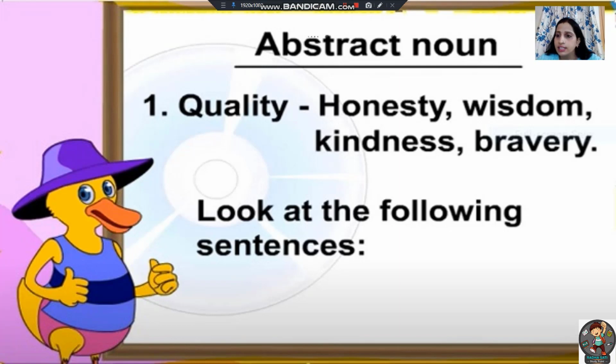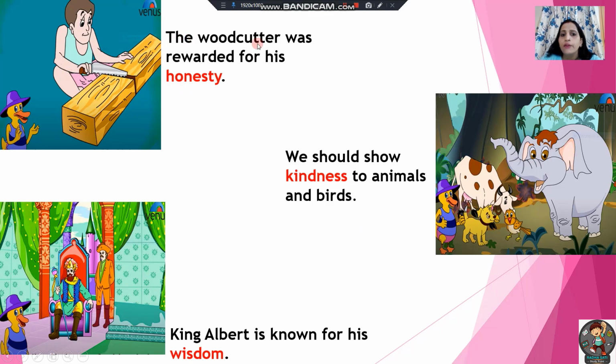Honesty is something we cannot touch, we cannot see, we cannot taste, okay, cannot smell, but that can be felt from inside only. Next is wisdom. Similarly, kindness, it is also one of the qualities. Bravery. Okay, so now to learn about these qualities, just look at these examples. First is the woodcutter was rewarded for his honesty. Okay, so here the word honesty, it is an abstract noun. It is an example of abstract noun.